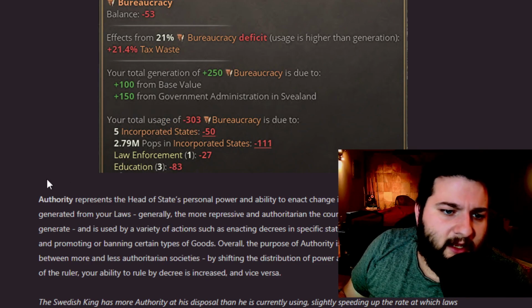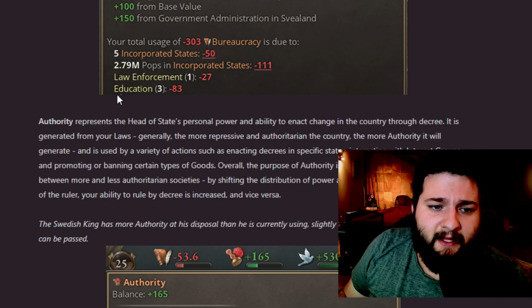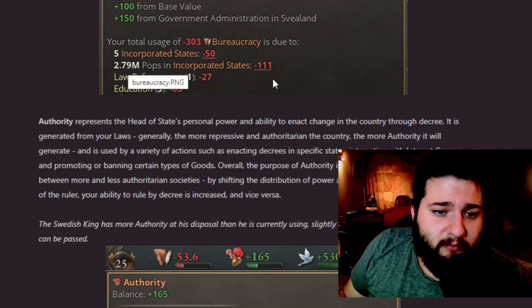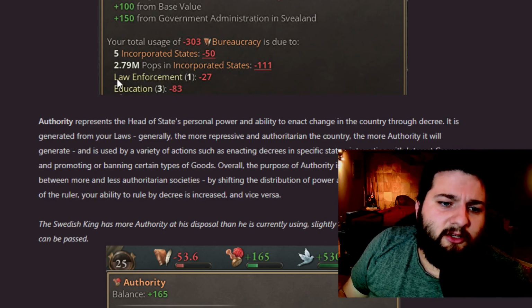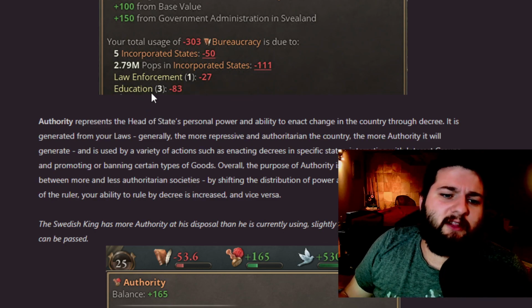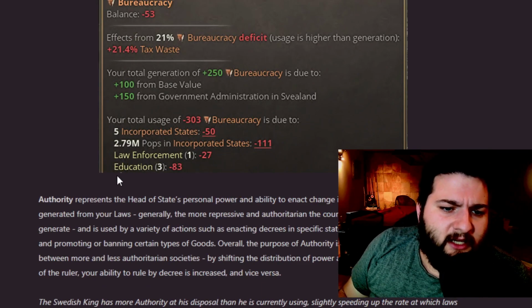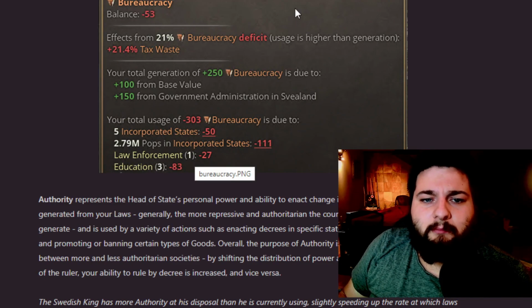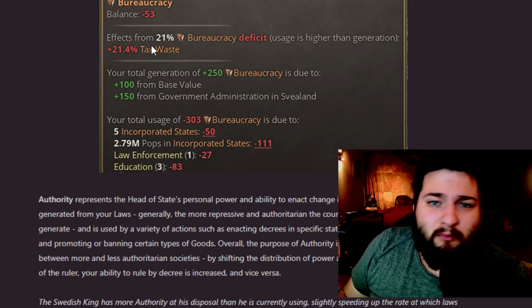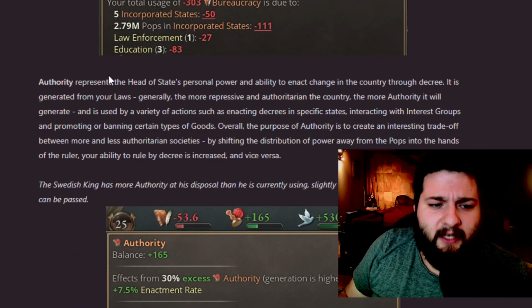the land. Your total usage of 303 bureaucracy is due to 5 incorporated states, 2.79 million POPs in incorporated states. You got law enforcement in 1 state, so minus 27, and education in 3 states, minus 83. That's what I assume these represent. So you could actually slow down education to restore bureaucracy on a positive side and probably get more tax efficiency. We'll see more about that later, I guess.